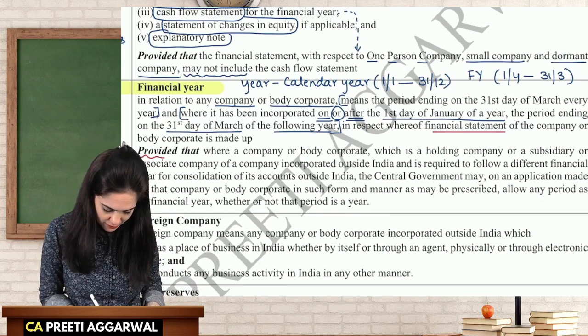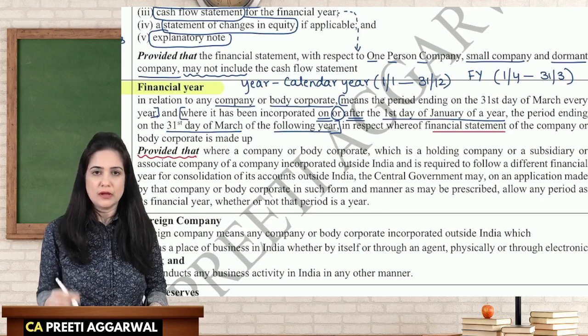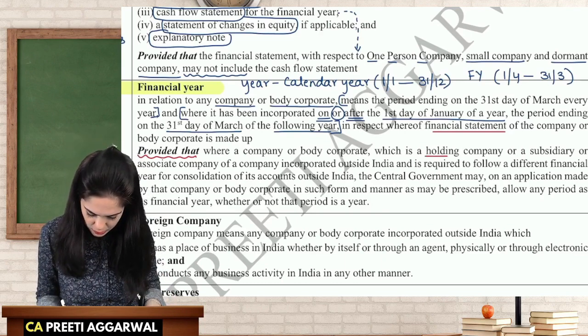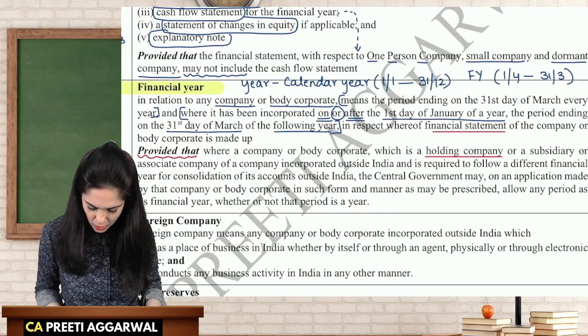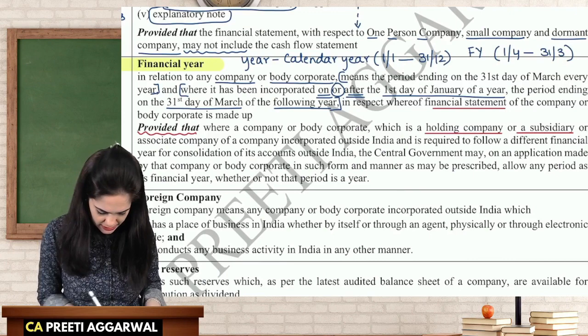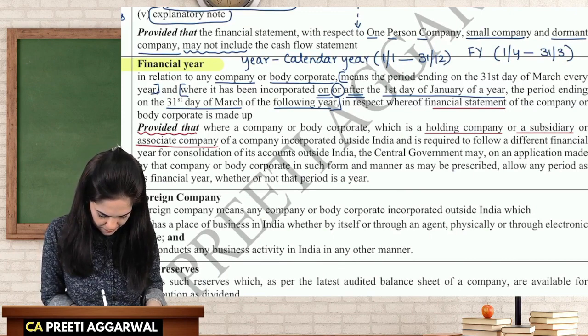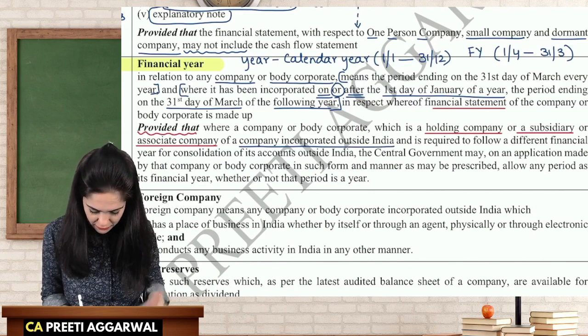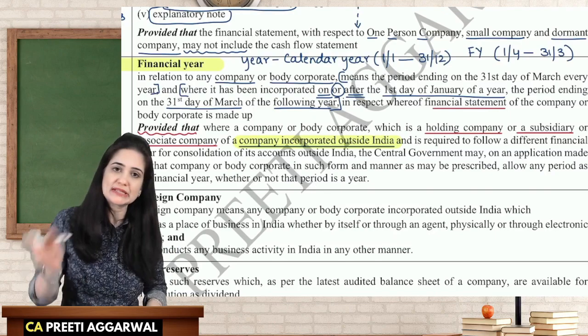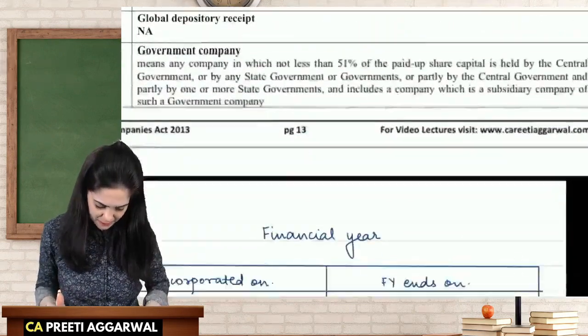Provided that, there is a proviso, a company or a body corporate which is a holding company or a subsidiary or an associate of a company incorporated outside India. Wait, you won't understand this without an example. So let's understand this with the help of an example first.